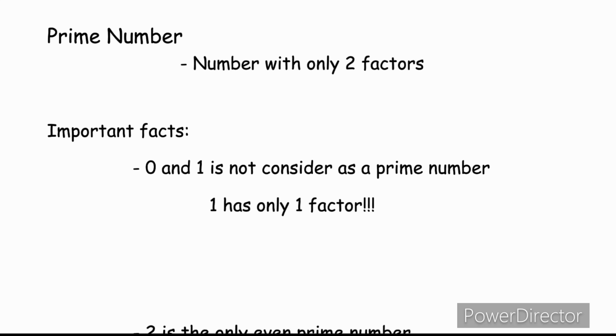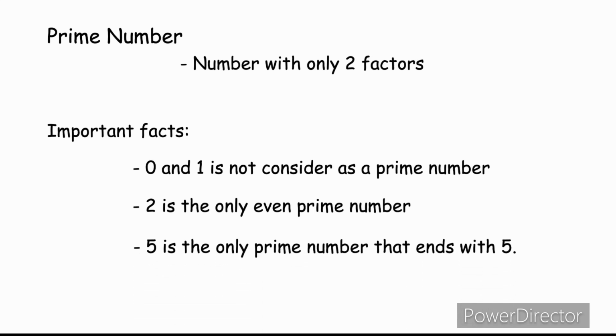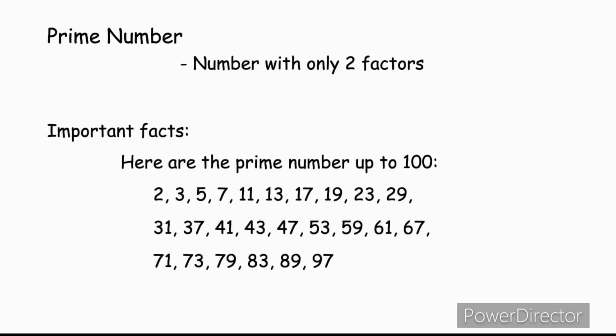Also, 2 is the only even number that is a prime number. Therefore, every number that ends with 2, 4, 6, 8, or 0 is never a prime number, apart from 2 itself. Additionally, 5 is the only number ending with 5 that is a prime number, as every larger number that ends with 5 is divisible by 5. Here are all the prime numbers up to 100. No specific patterns, just pure memorization.